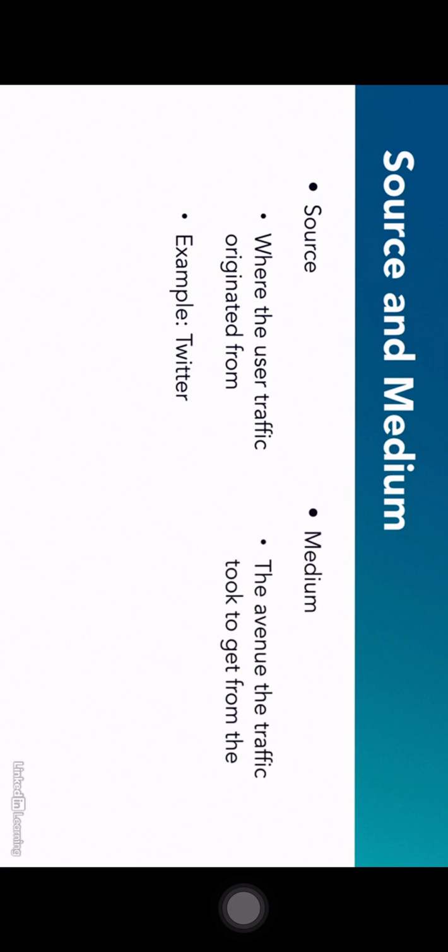Now, speaking of tracking the source of that traffic, the 2 most important things we track there are called the source and the medium. The source is where the user traffic originated from, and the medium is the avenue that the traffic took to get from the source to your site. For example, let's say a user was scrolling through Twitter and clicked on a post that linked to your site. The source of the traffic would be Twitter. That's the who, and the medium they took was social. That's the how. We want to see which sources and mediums are sending us the best, most converting traffic.